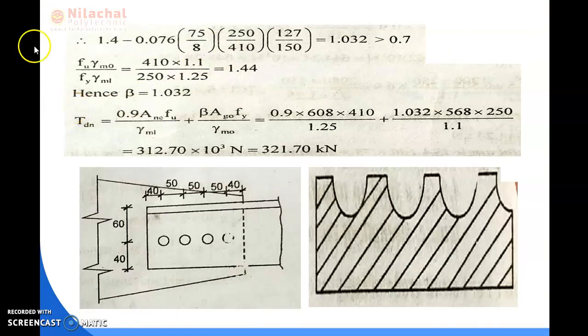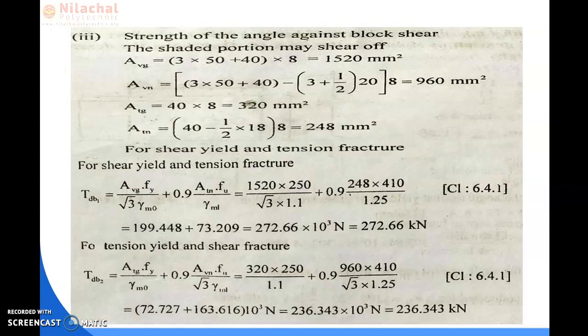the width of the block shear along the V line multiplied by thickness of the block shear portion. The total width of the plate of block shear along the V line is from here to here, that means 40 plus 50 plus 50 plus 50 plus 40, multiplied by thickness, which is given as 8. By calculating this, we got the value of AVG as 1520 mm².